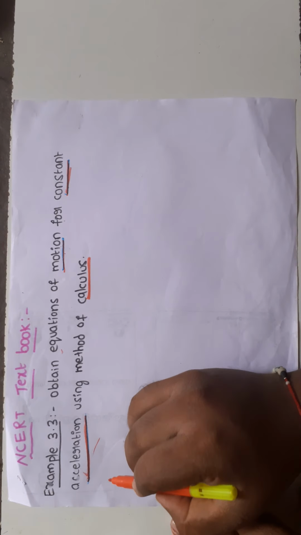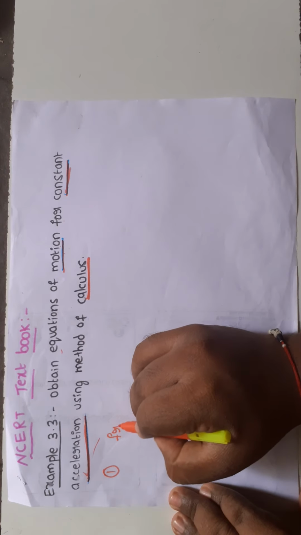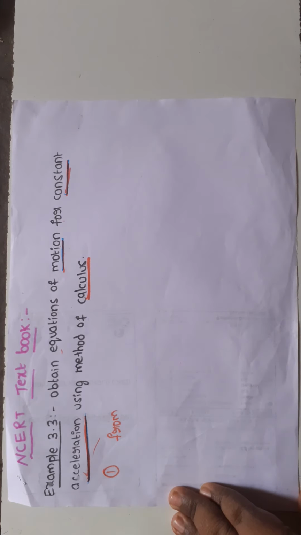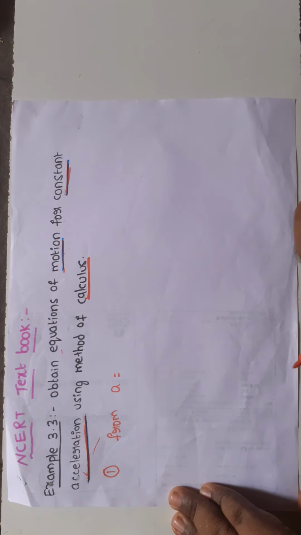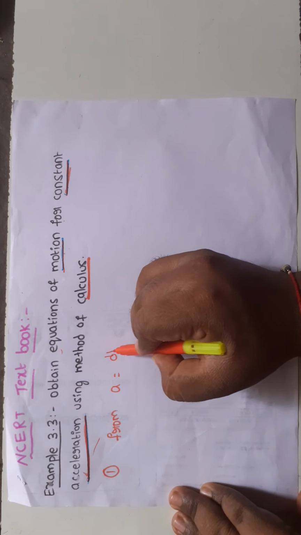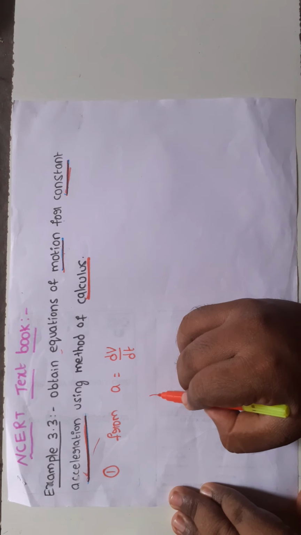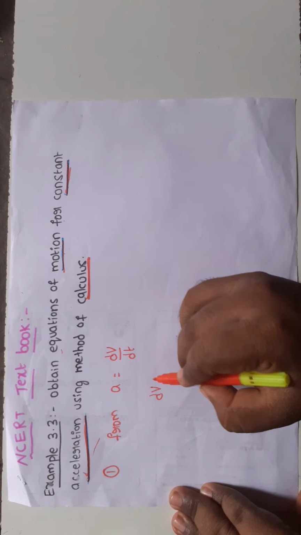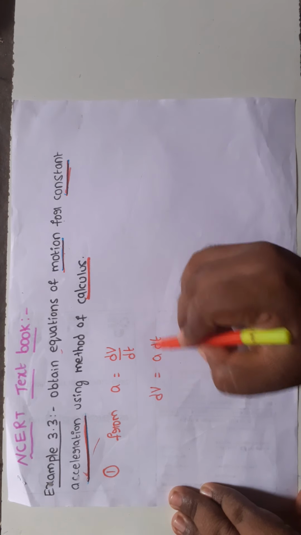First of all, I am deriving one equation from the definition of the acceleration. So, what is the definition of the acceleration? The rate of change of velocity is called acceleration. What is its formula? Acceleration a equal to dv by dt. I want the change in velocity: dv equal to a into dt.